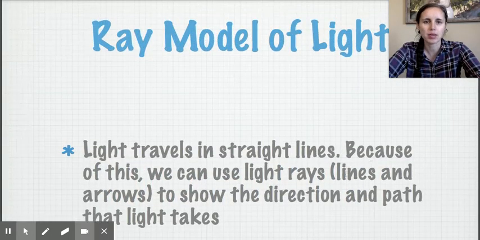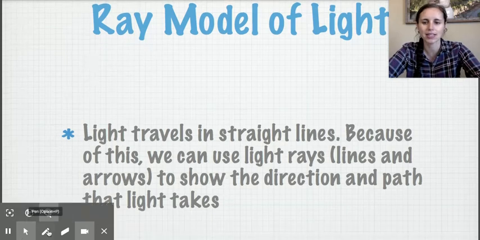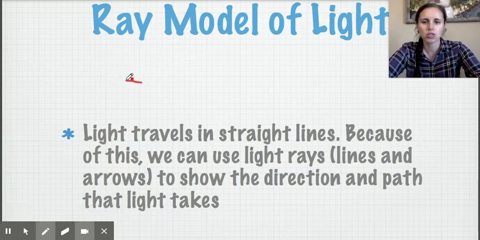So a little bit about light, a little bit of what we know about light. Light is going to travel in straight lines. Because of this, we can use light rays, lines and arrows to show the direction and path that light takes. So essentially, we know that light is coming from the sun. We know that light is traveling in a straight line. We're going to pretend that's straight. And we know it's got directionality as well too.